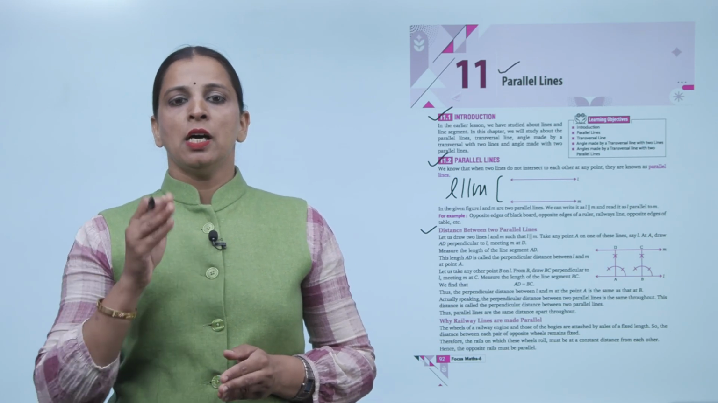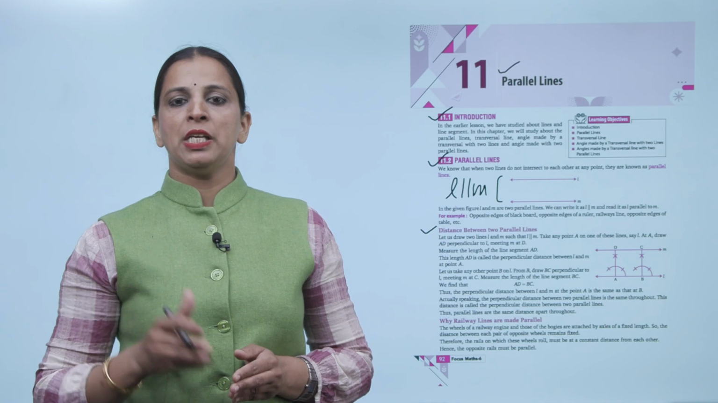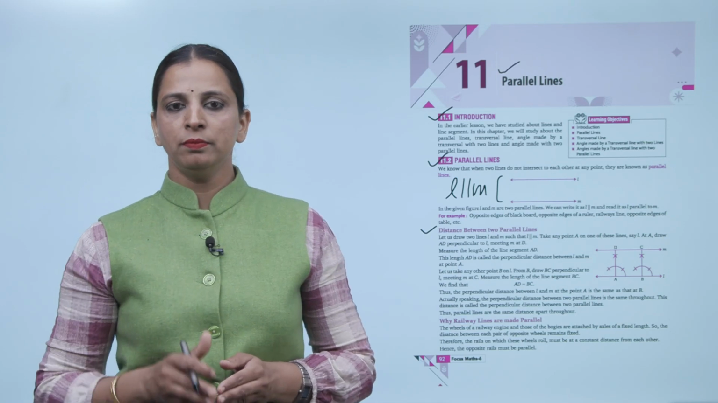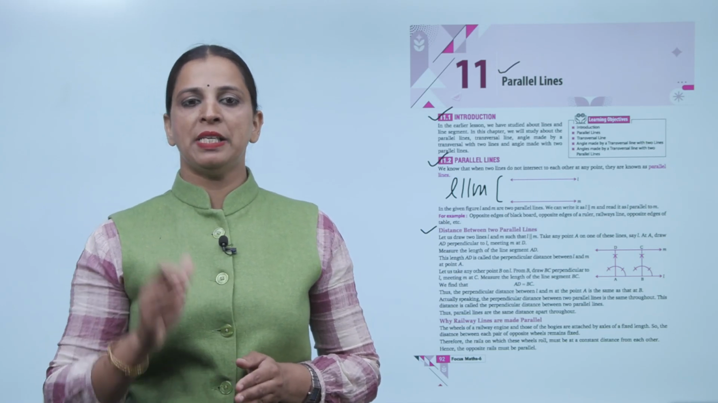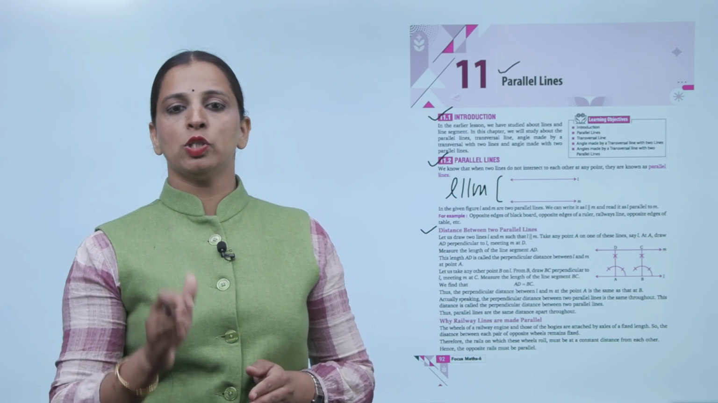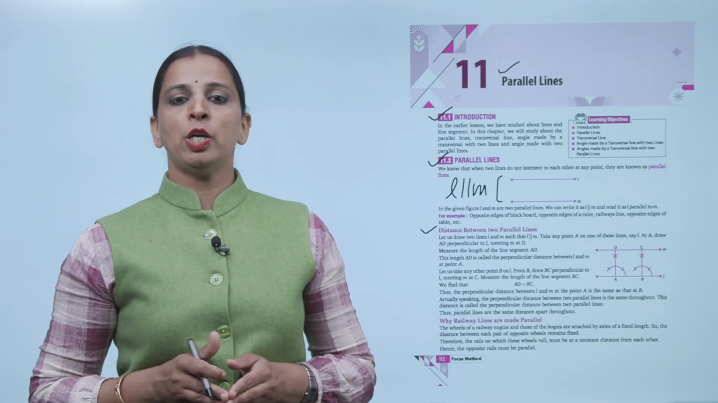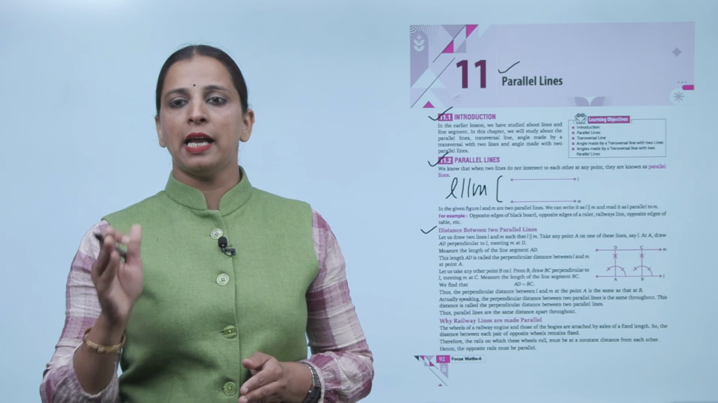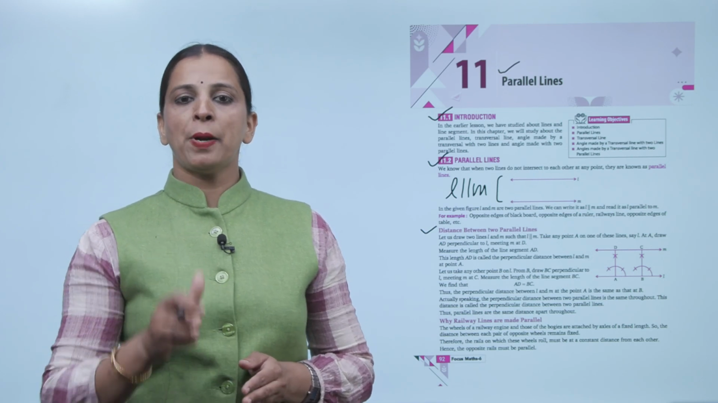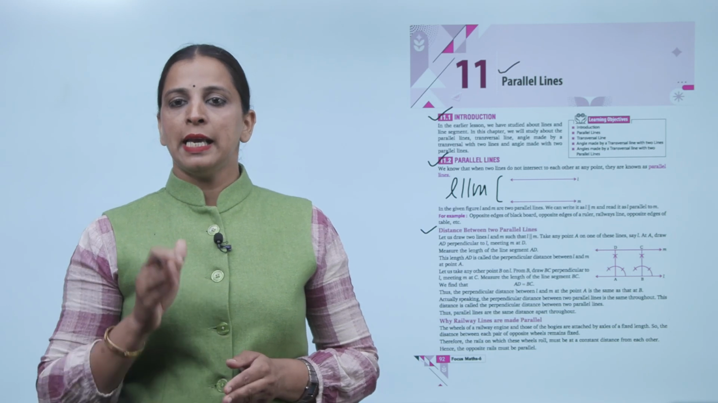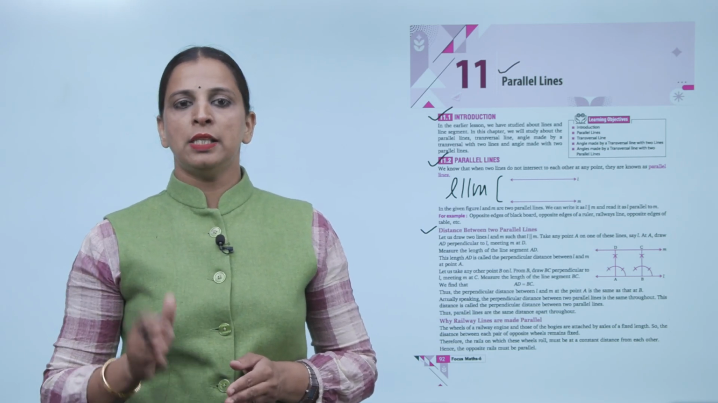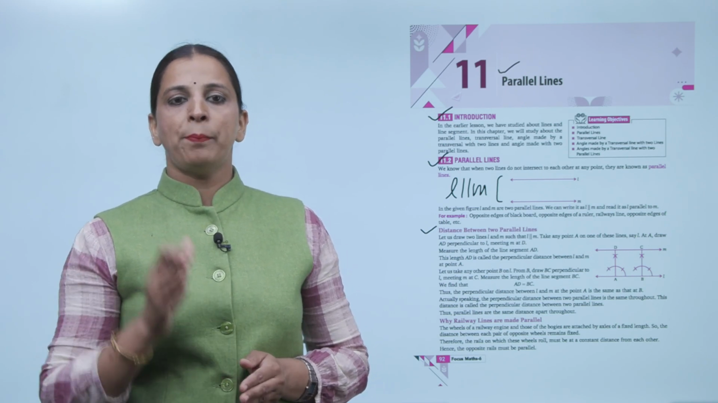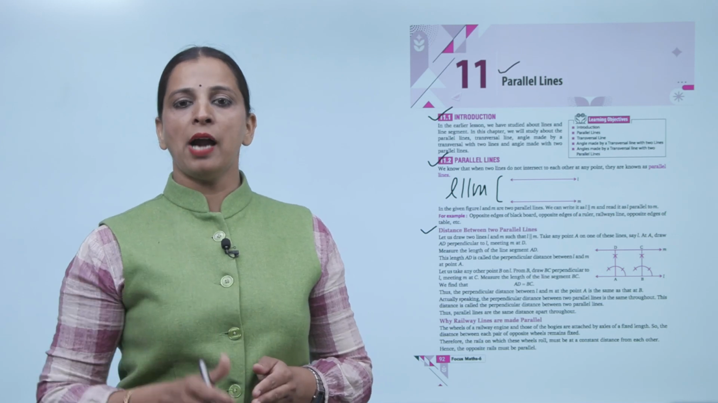Let us take any other point B on L. From B, draw BC perpendicular to L, meeting M at C. Measure the length of the line segment BC. We find that AD is equal to BC. Thus, the perpendicular distance between L and M at the point A is the same as that at B. Actually speaking, the perpendicular distance between two parallel lines is the same throughout. This distance is called the perpendicular distance between two parallel lines. Thus, parallel lines are the same distance apart throughout.